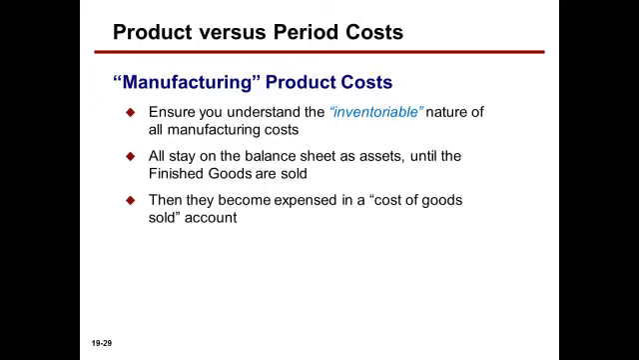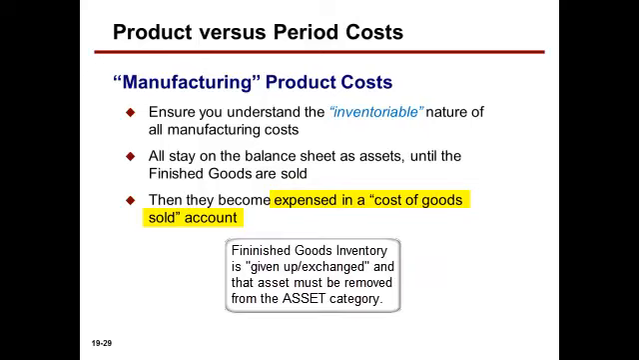You should ensure you understand the inventoriable nature of all manufacturing costs. They all stay on the balance sheet as assets until finished goods are sold. Whether it's a raw material inventory account, a work in process inventory account, or finished goods inventory account, these are all current assets. They then become expensed in a cost of goods sold account when the finished good product is sold.